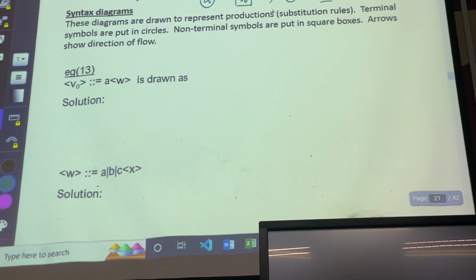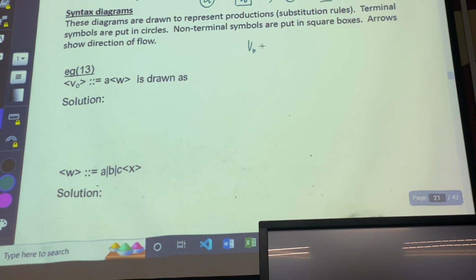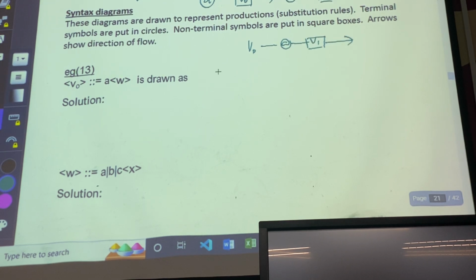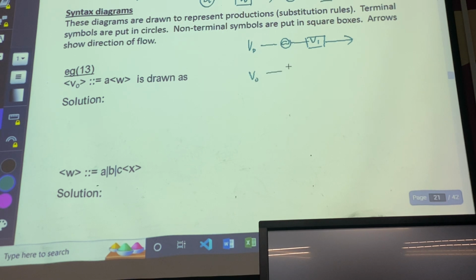We follow straight away what is the substitution given. If V0 substitutes with A, V1, then you just draw like this. If V0 substitutes with B, then you can draw another line up, then go to B. If you want to separate these two substitutions, no problem for syntax diagram. You can separate them also. Draw one for A, V1, this one is one syntax like that. Another one, you can separate it to B, like this.